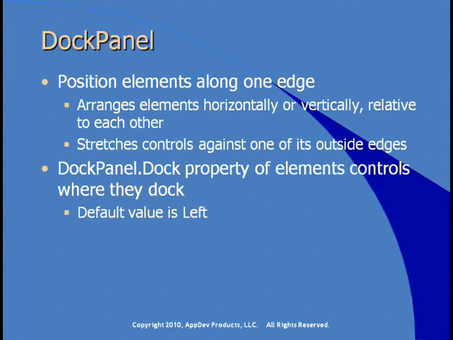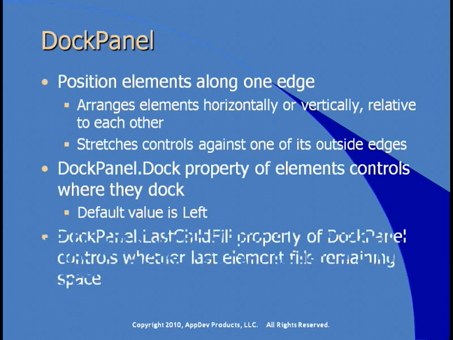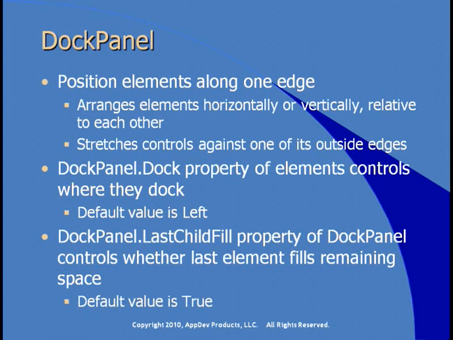The default value of this is left. If you wanted to dock a button to the right, you'd set its dockPanel.dock property to right. And the dockPanel.lastChildFill property of the dock panel controls whether the last element it draws fills up the remaining space. And by default, this is set to true. So let's go see how to use the dock panel and also how to use these 2 properties to control how elements get docked.